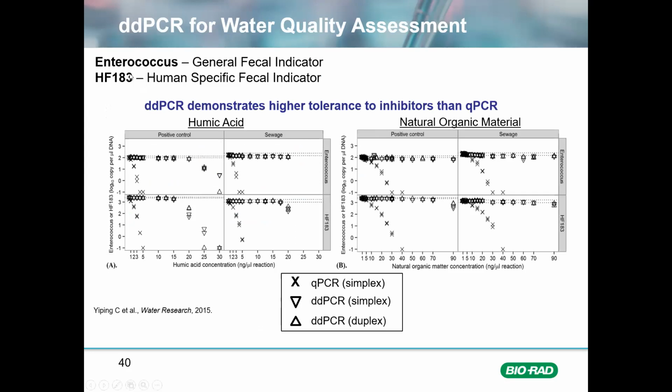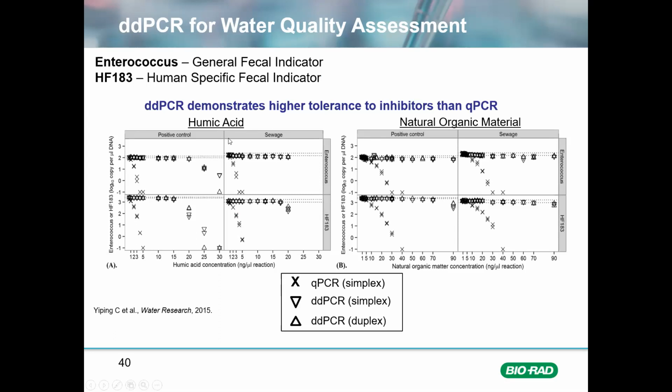So this group is looking at 2 targets, being Enterococcus, which is a general fecal indicator, as well as HF183, which is a human-specific fecal indicator, and they're looking to identify whether or not these indicators are present in communal water. So, is it present in the water near beaches?